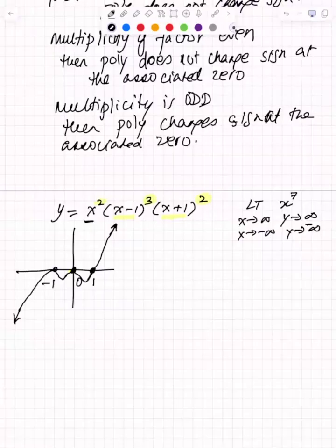So you see, you can sketch the graph of a polynomial function in two ways. One, by just looking at the sign chart. And two, by looking at the end behavior and the multiplicity of the factors at the zeros, right? If the multiplicity is even, you don't change sign for the graph. If the multiplicity is odd, you change sign. Okay, that's it.